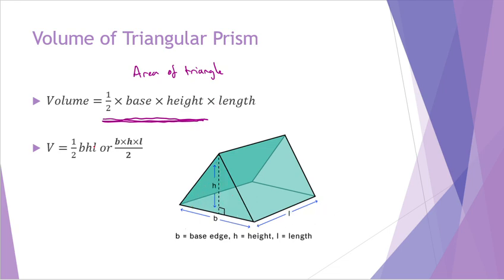Now, another way to write this formula here is this section here, base times height times length, and then you just divide it by 2 afterwards, okay?